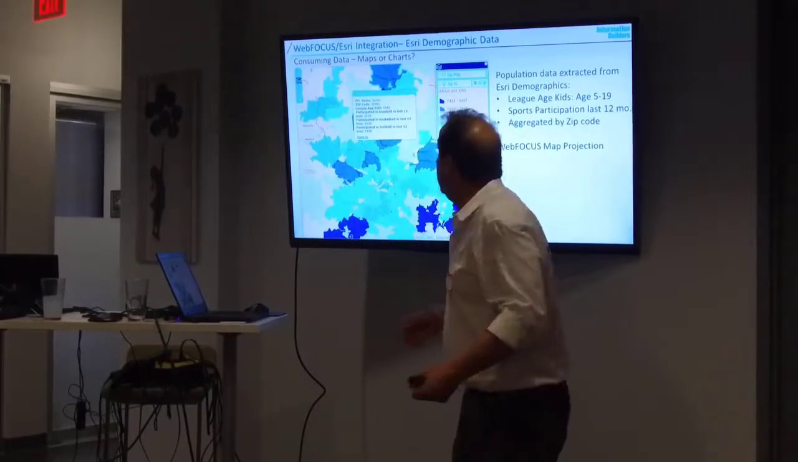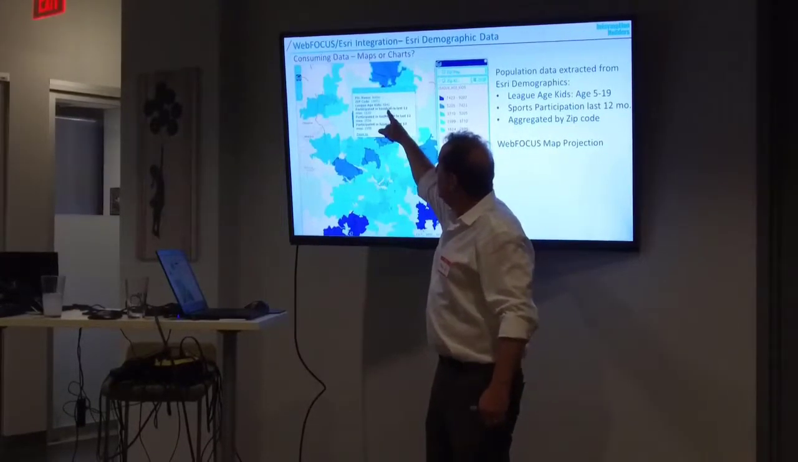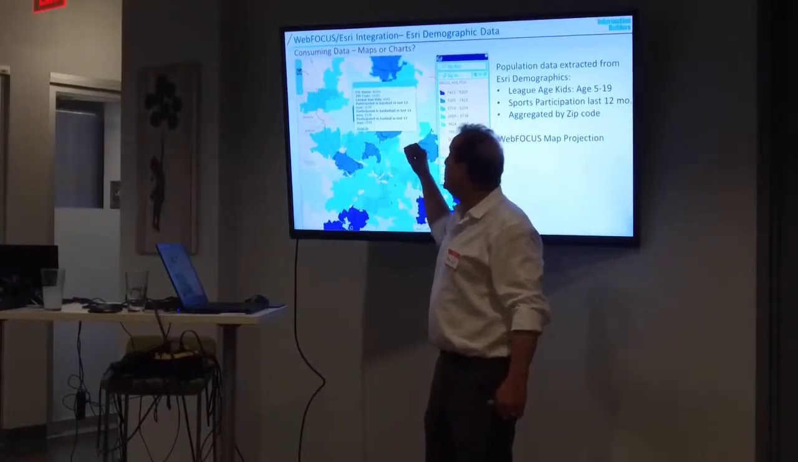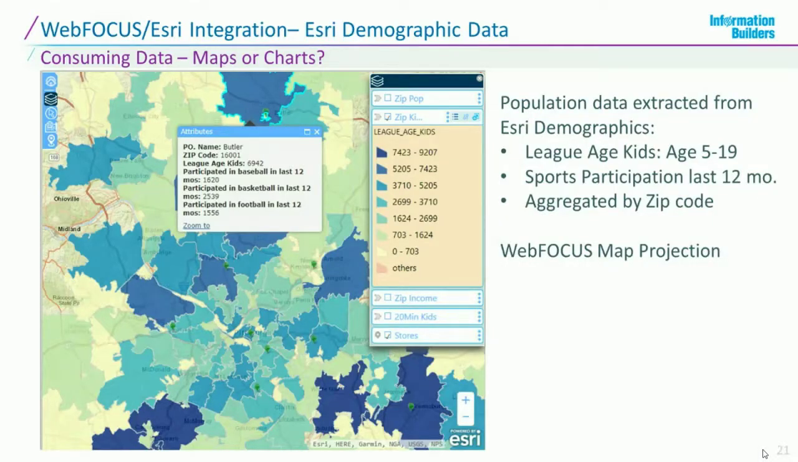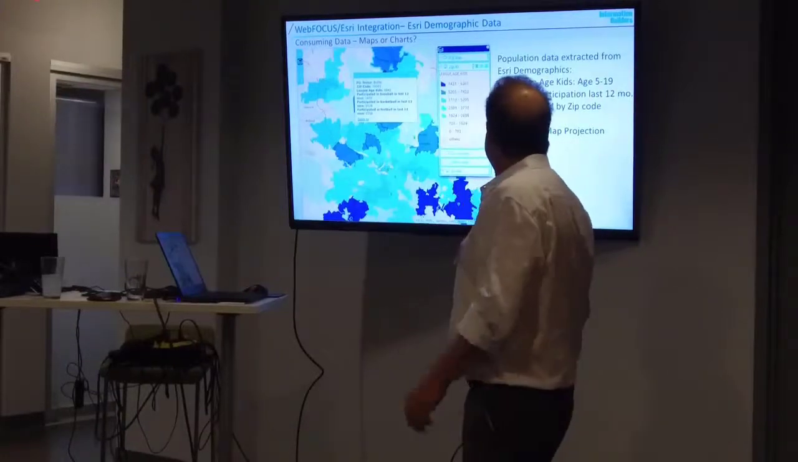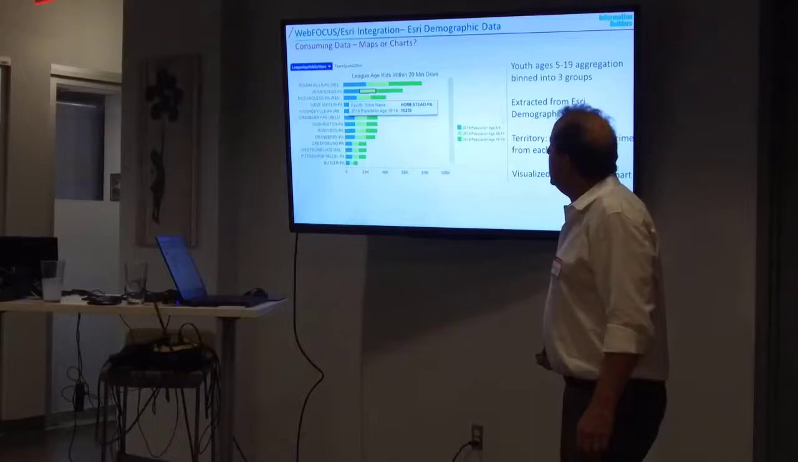Okay, makes sense. And then we also broke it down so that if you click on the zip code, so Butler, PA, 6,942 league age kids, and 1,620 participated in basketball in the last month. I'm sorry, baseball, basketball, and football, right? Just to give them an idea. I've got some other map layers on there too. We'll talk about some of those.